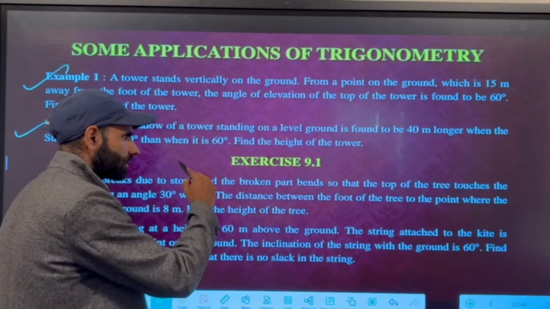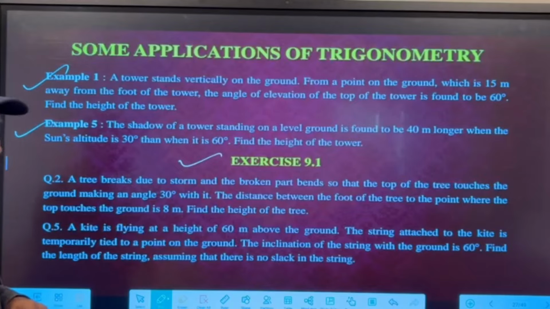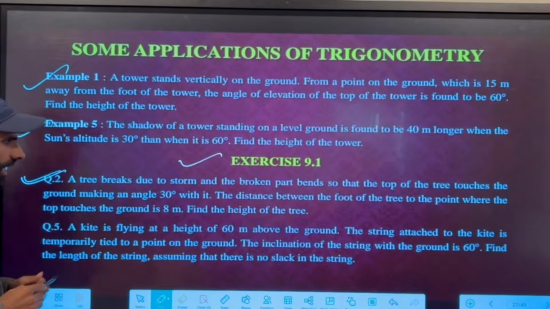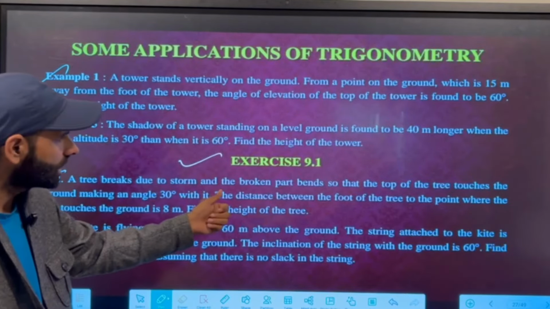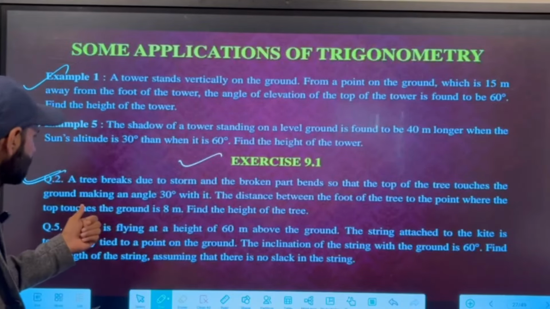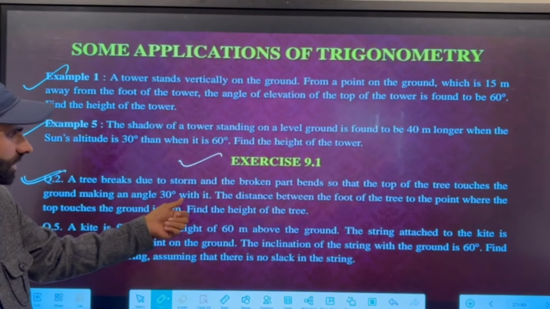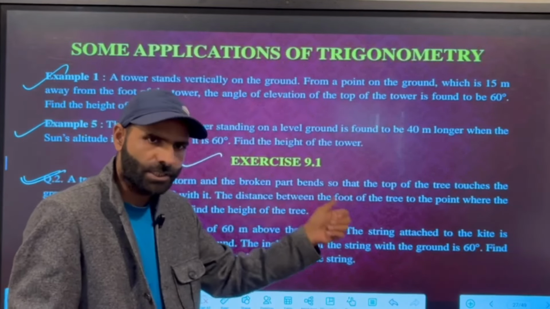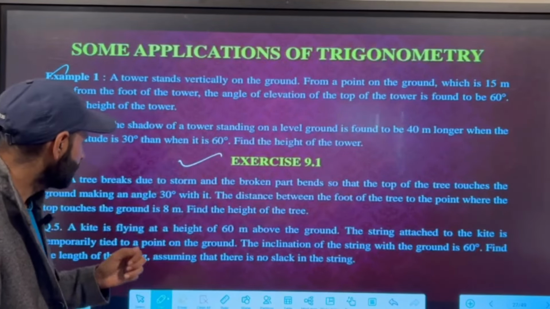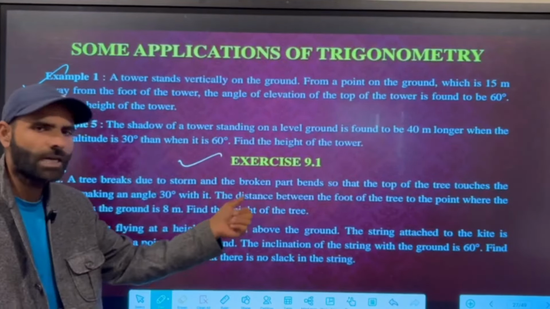From exercise 9.1, we have only one exercise in this chapter. Question number 2 is important. A tree breaks due to storm and the broken part bends so that the top of tree touches the ground, making an angle of 30 degree with it. The distance between the foot of the tree and the point where the top touches the ground is 8 meter. Find the height of tree.